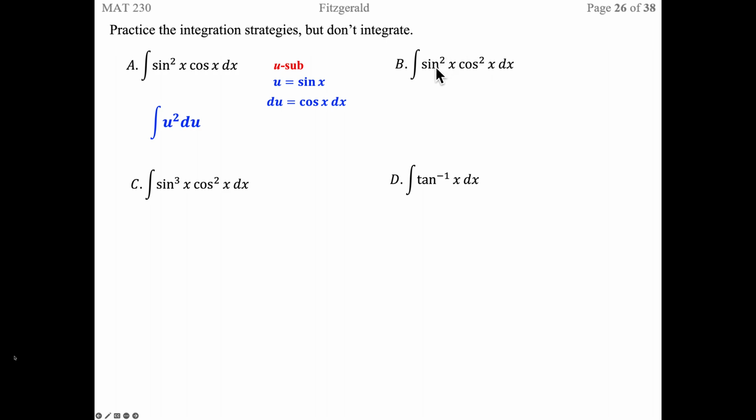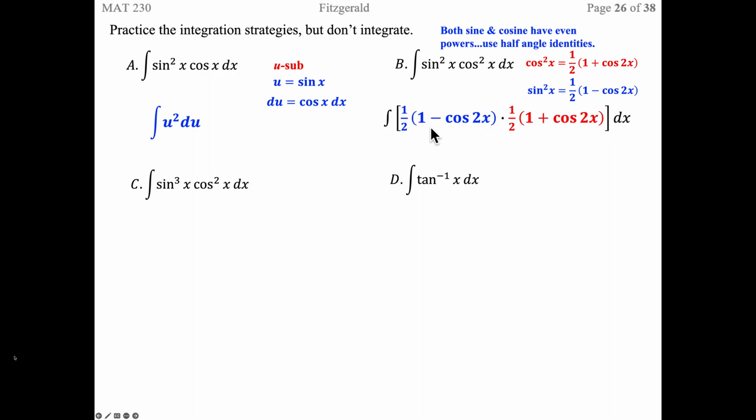Over here, we have sine squared x, cosine squared x dx. This is our half angle identity. So we'll have to substitute both of these in, factor out the halves, FOIL this together, and if memory serves me right, I believe we did an example of one of these back in sines and cosines and powers.